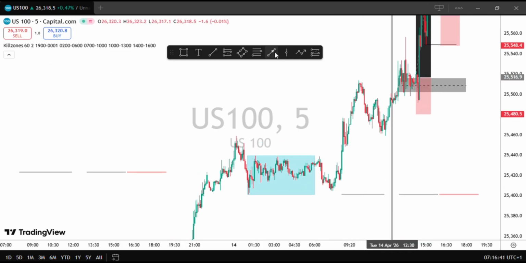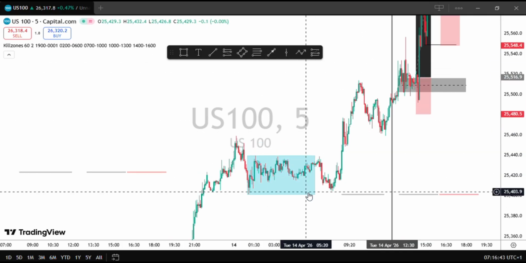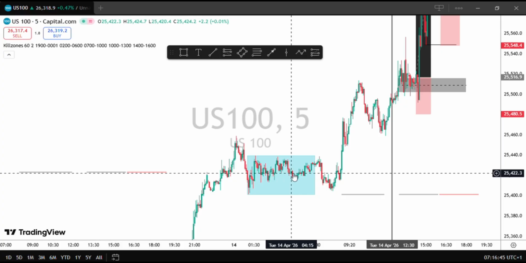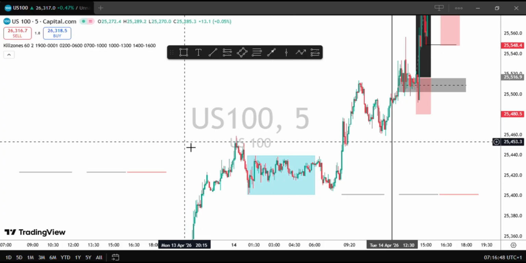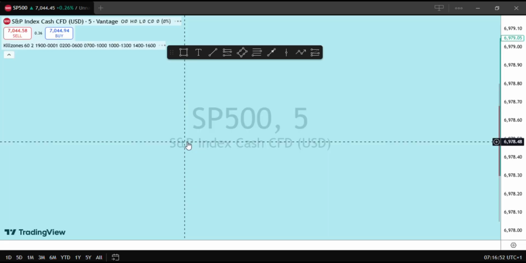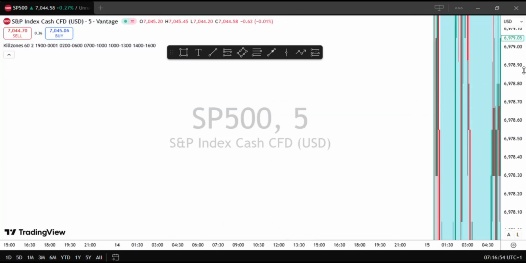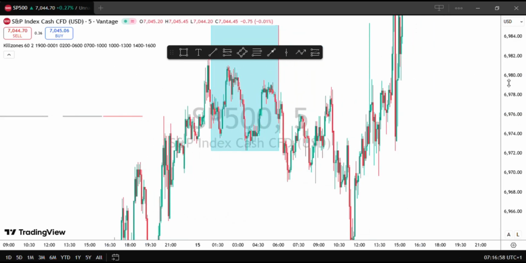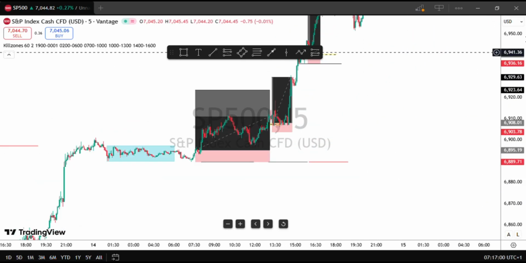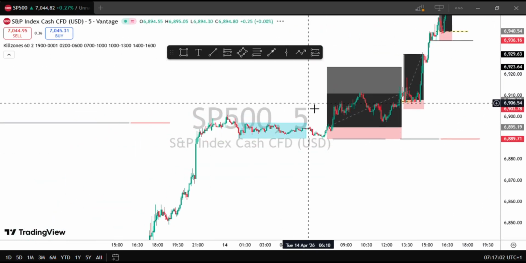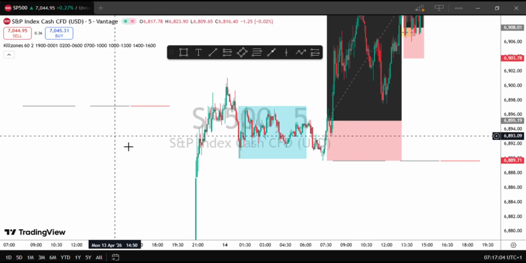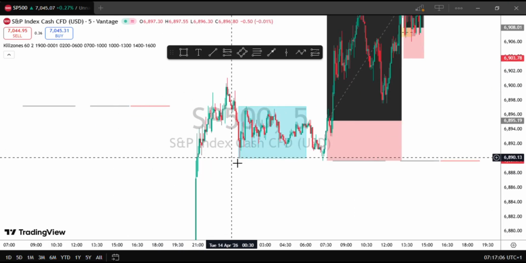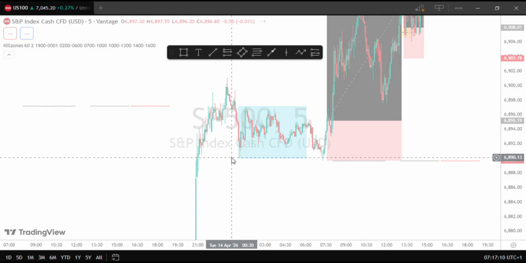So yes, I saw a break of structure here. After, one more thing I want us to note for my backtesting. If we go to S&P, we'll see these two have similar chart patterns. So we'll see S&P sweeping liquidity here. S&P swept Asian liquidity, which makes it start buying.